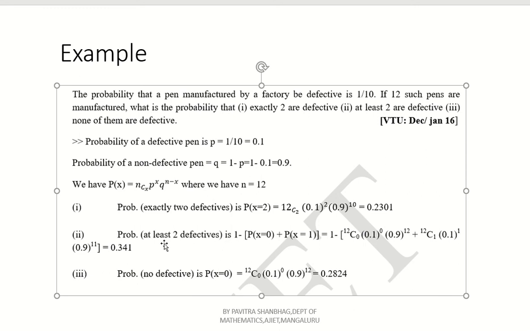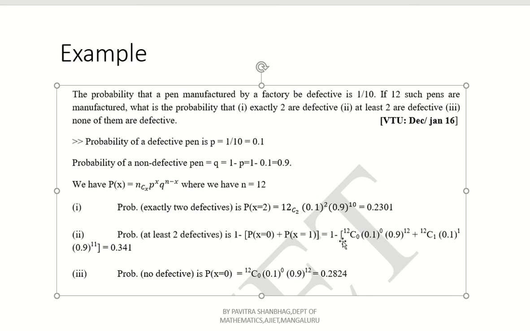See, probability of at least 2 defective means what? 1 minus probability of x equal to 0 plus x equal to 1. Why are we taking it like this? Because of the definition of probability, which states p of x equal to 0 plus p of x equal to 1 plus p of x equal to 2 plus up to the last value p of x equal to 12, which is equal to 1, right? But instead of calculating the probability from p of x equal to 2 to 12, it is easy to calculate 1 minus p of x equal to 0 plus p of x equal to 1.